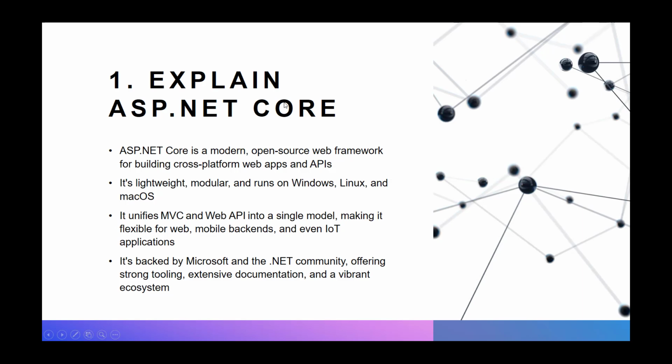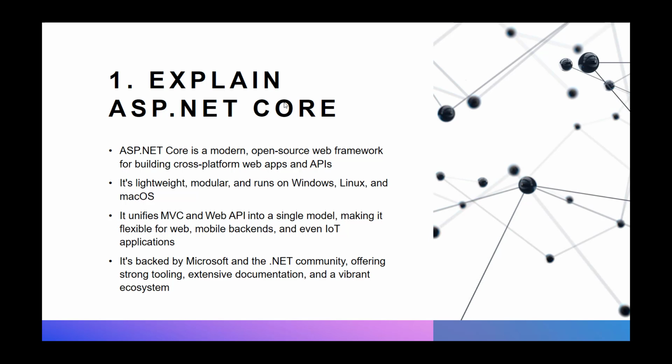The first question, which I already covered, would be: explain ASP.NET Core. You can say that ASP.NET Core is a modern, open source web framework for building cross-platform web applications and APIs. It is used for both web applications and APIs. It is much lighter than the other frameworks available, and it can run on Windows, Linux, and Mac OS. The most important thing is that it has unified MVC and Web API. Previously, Web API and MVC were treated separately, but in ASP.NET Core both can be unified in a single model.